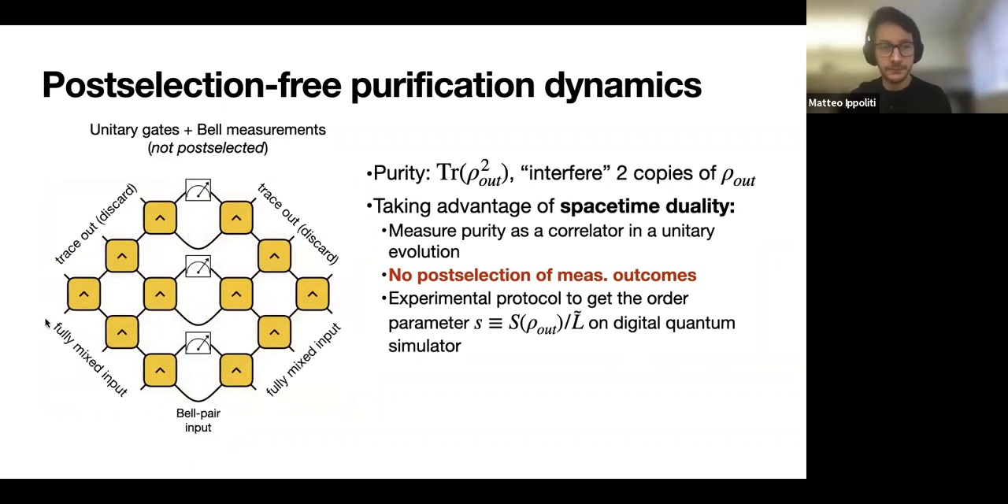So it has some prescribed initial state that you can prepare, a Bell pair somewhere and then mixed states. And then there are unitary gates. And then there are measurements at particular places. So these Bell measurements here are not post-selected. They are measurements that give you either some state or some other state, and you're going to use all of that information to reconstruct the value of the diagram, which gives you the purity.